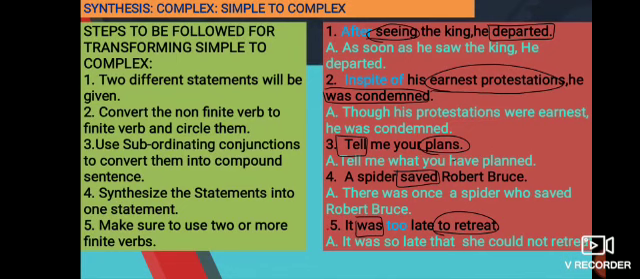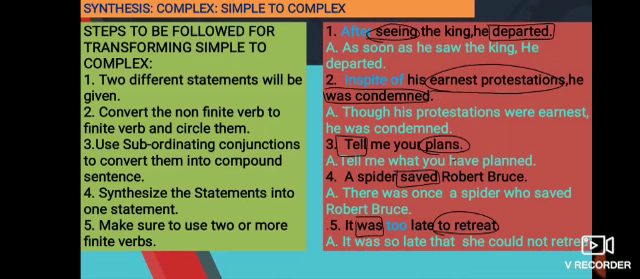Now this is a simple statement, so you have to change it to complex. The conjunctions that show time are before, after, till, since, as soon as, while, as. So you can use as soon as. You can even use no sooner: no sooner did he see the king than he departed.